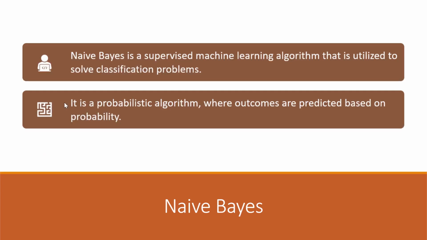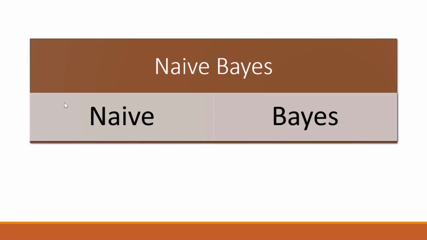Let's move forward and discuss the naive Bayes classifier. So naive Bayes is a supervised machine learning algorithm that is utilized to solve classification problems, and it is a probabilistic algorithm where outcomes are predicted based upon probability. Moreover, this algorithm aids in developing quick machine learning models with the capability of making accurate predictions. So if I talk about examples, spam filtration, sentiment analysis and text classification are some well-known examples of the naive Bayes algorithm.